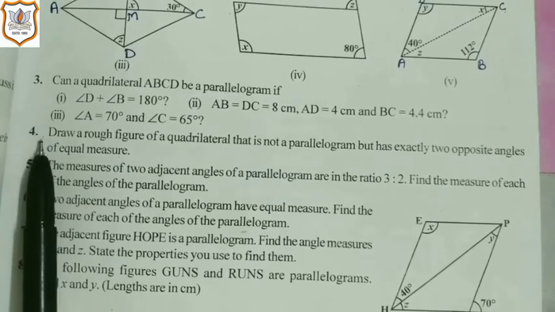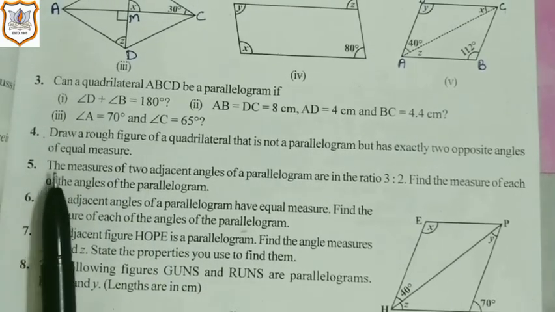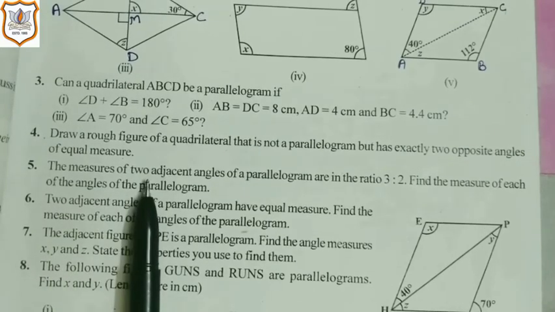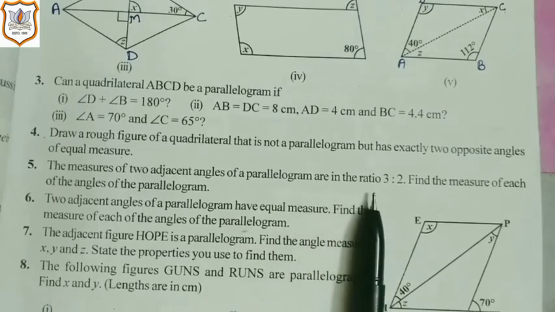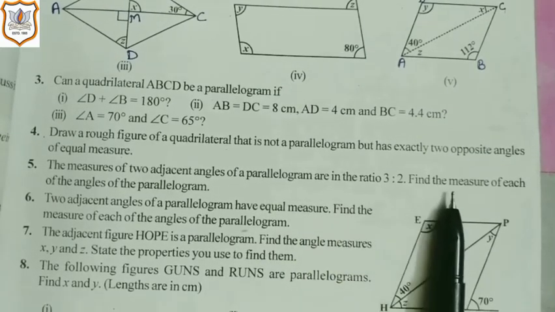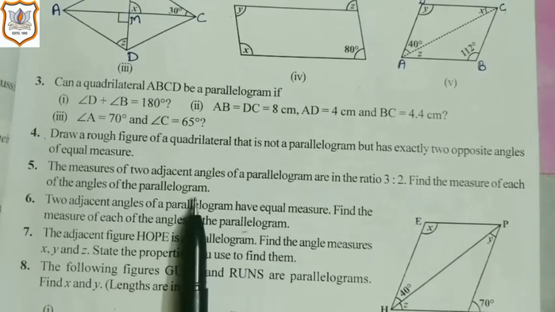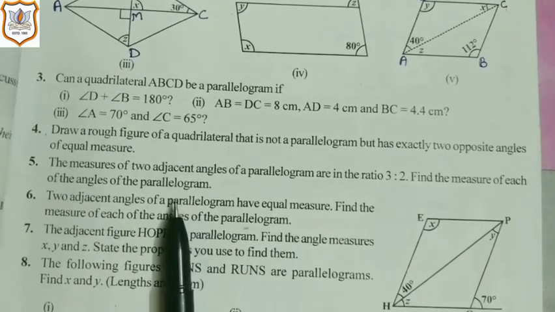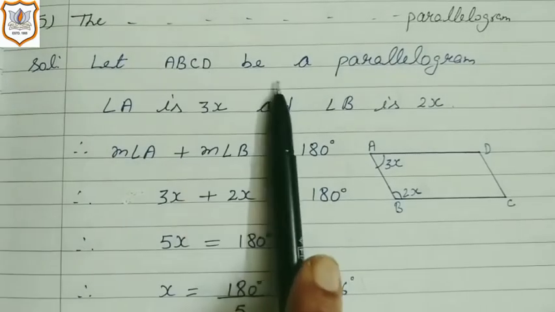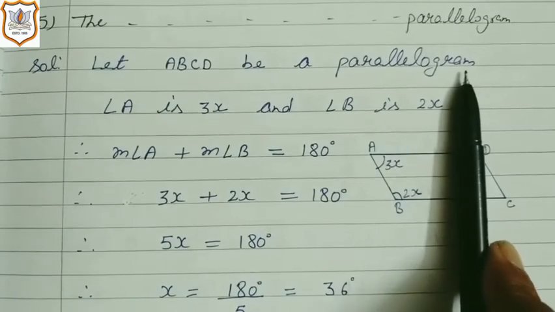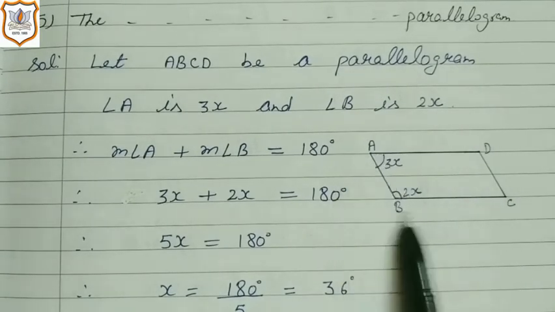Students, fourth sum you have to solve by yourself. In fifth sum, the measures of two adjacent angles of a parallelogram are in the ratio 3:2. Find the measure of each of the angles of the parallelogram. Look at solution. Let ABCD be a parallelogram. So this is a quadrilateral ABCD.